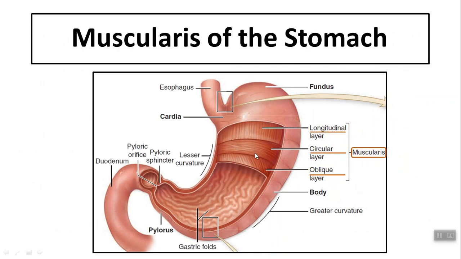What is the muscle layer of the stomach? The muscle layer of the stomach is called the muscularis. In the gut tube in general we have two layers, circular and longitudinal, but in the stomach we have an additional oblique layer. So we have a longitudinal layer, a circular layer, and an additional oblique layer. This arrangement of muscle fibers is special for the stomach to do its function, which is the mixing of food.